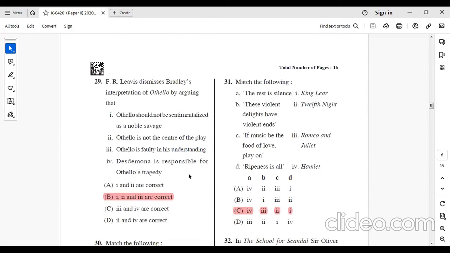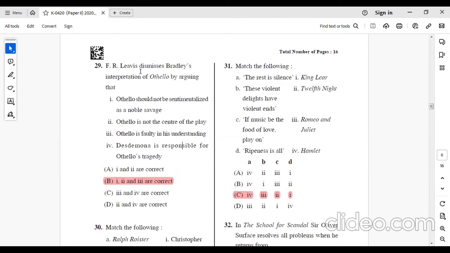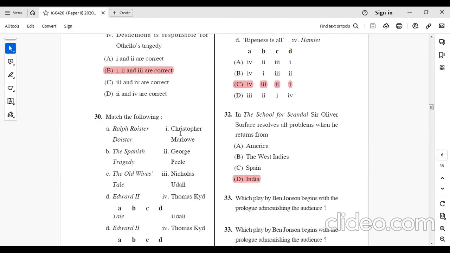Then question number 29. F.R. Leavis dismisses Bradley's interpretation of Othello by arguing that Othello should not be sentimentalized as a noble savage. Othello is not the center of the play. Othello is faulty in his understanding. Okay, next.